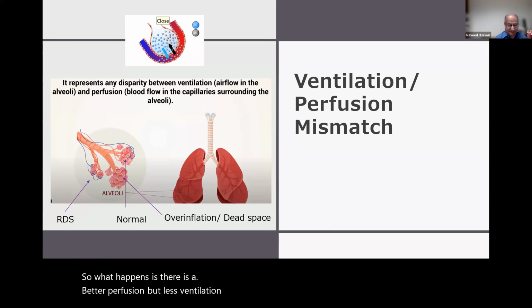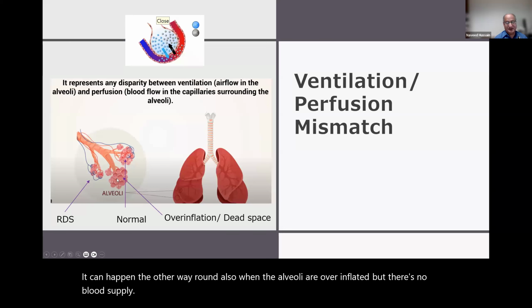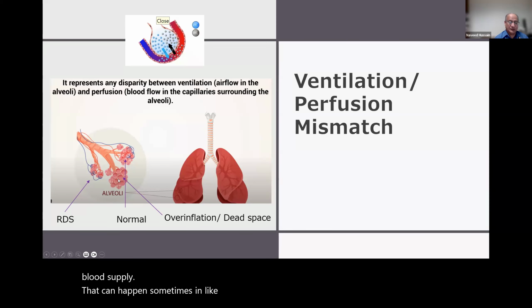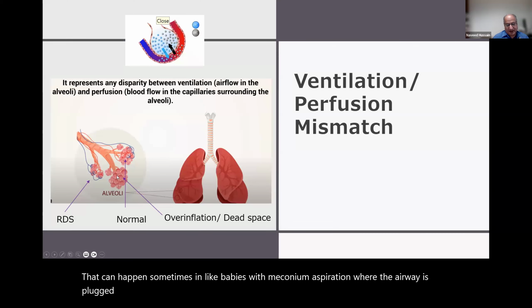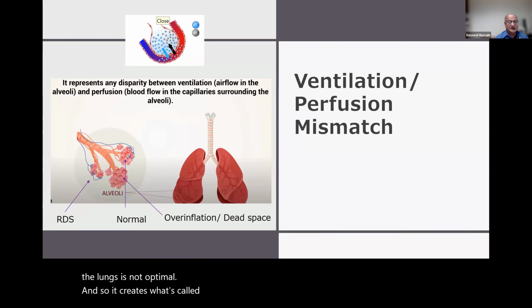So that's a problem. It can happen the other way around also, when the alveoli are overinflated but there's no blood supply. That can happen sometimes in babies with meconium aspiration, where the airway is plugged, and so it creates hyperinflation by a ball valve mechanism, but the blood flow to the lungs is not optimal. And so it creates what's called a ventilation perfusion mismatch.